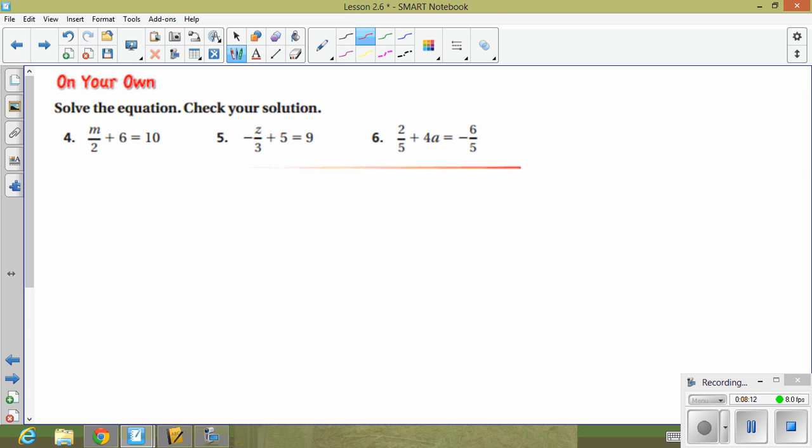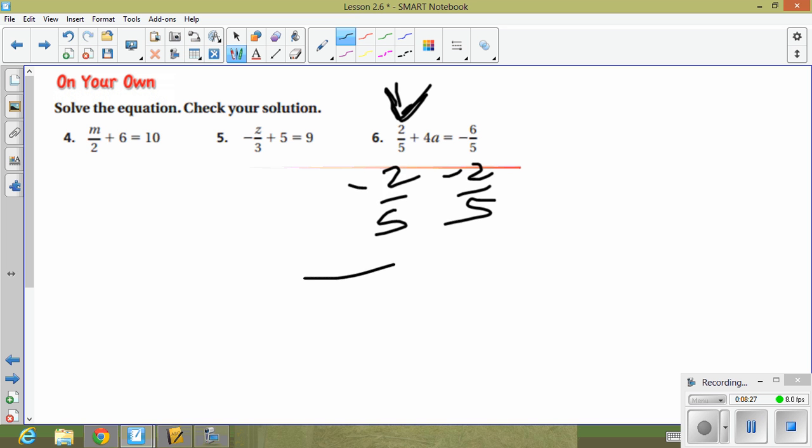And for number 6, we want to get rid of the number without the variable first. So we're going to get rid of this 2/5. So the opposite of positive 2/5 is subtract 2/5. So I get 4a is equal to negative 8 over 5.